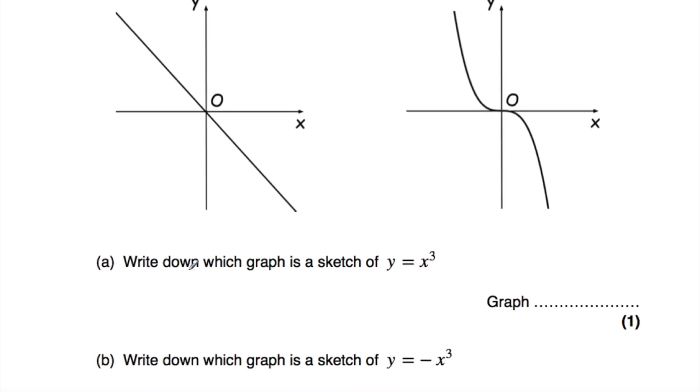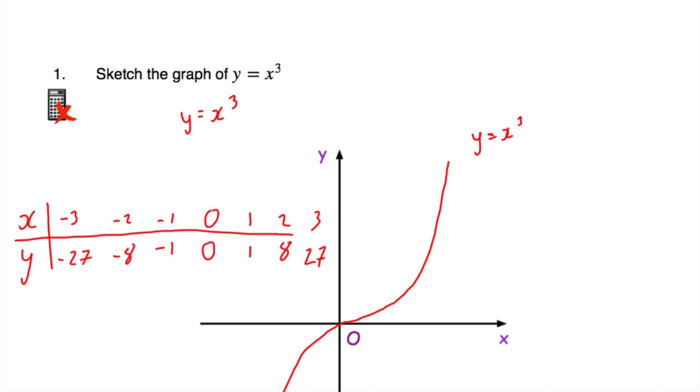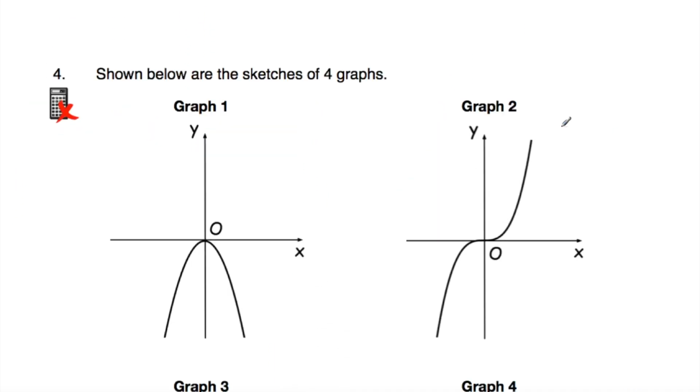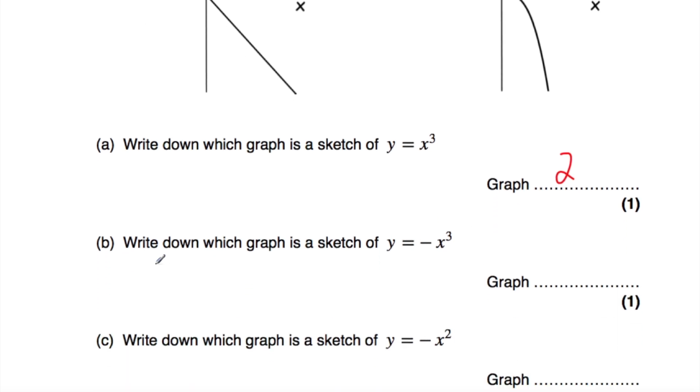Part A says write down the graph which is the sketch of y equals x cubed. So that's going to be graph 2. If we look back at this question here, this sketch looks like this sketch here, so it's going to be graph 2. Okay, next one, part B, it says write down which graph is the sketch of y equals -x cubed.